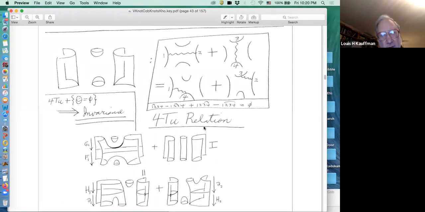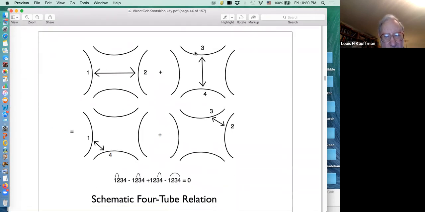So one useful way of dealing with this situation is to use a symbolism where I have a little line meaning a little bit of surface. And maybe a little wiggly line between them means a tube between them, and then I can sketch a pattern without drawing the whole thing out. So then the 4-tube relation in schematic form looks like this: 4 bits of surface, 1, 2, 3, and 4, and you connect 1 and 2, or you connect 3 and 4, you connect 2 and 3, or connect 1 and 4, like that.